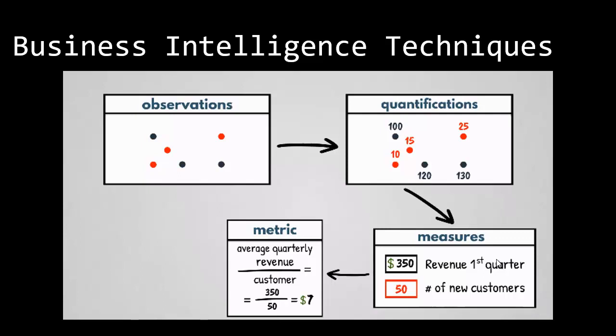In this case, we can sit back and say a metric for this is the average quarterly revenue divided by the customer, then we're basically saying we have generated $7 per customer. That's a metric now. That actually means a lot more. We can really get down to the nitty gritty of this. And that's where metrics come into play. So we observe, we quantify, we create these measures, and then the metric puts the meaning behind the measurements.